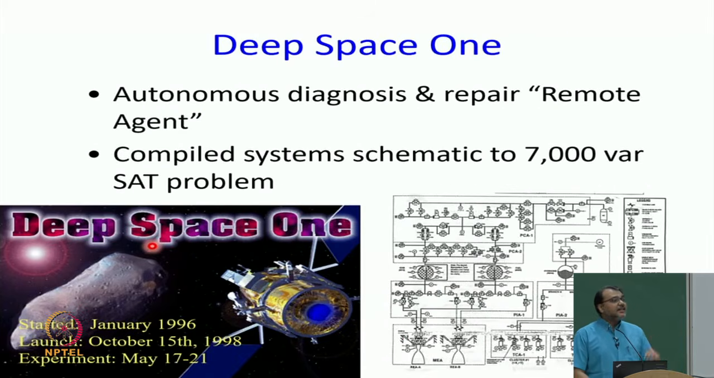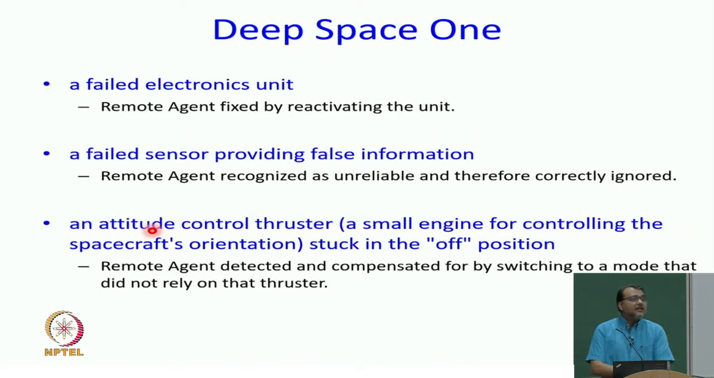I think we have discussed earlier that in Deep Space One, this spacecraft, NASA used a SAT solver. They compiled the whole system schematic into a 7,000 variable SAT problem and used a SAT solver to do diagnosis, right? And of course, we have discussed this earlier, but they were not able to test the diagnosis system in the real world because nothing went wrong. And so they simulated faults. And when they simulated faults, the diagnosis system was able to diagnose them, and the system was able to repair them, right?